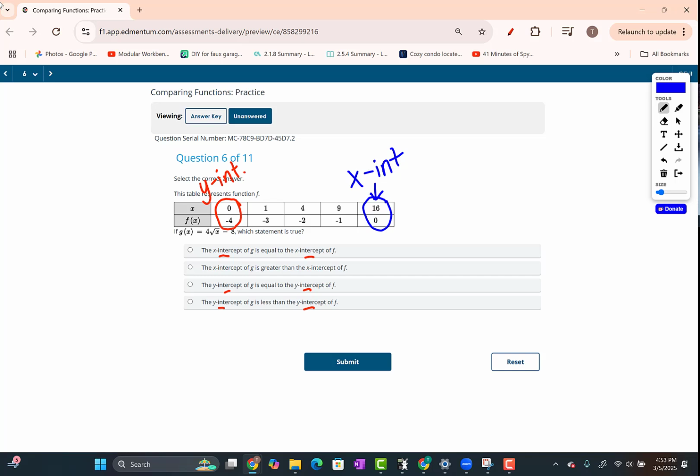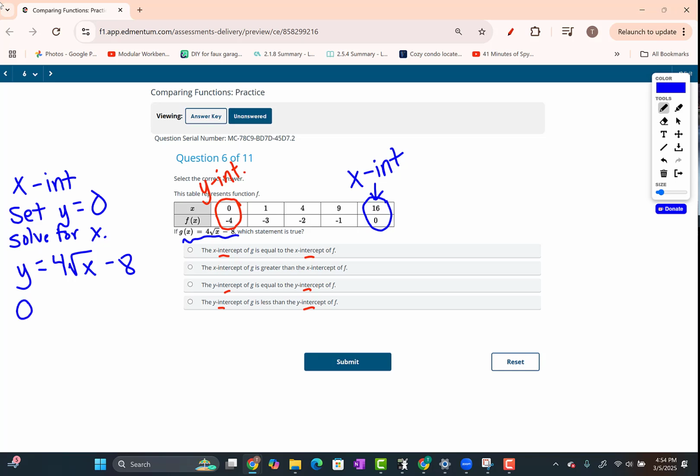So now we need to find both the x-intercept and y-intercept of the g function. Let's first find the x-intercept. We're going to set y equal to 0 and solve for x with this equation right here. Remember, instead of g of x, we can rewrite it as y equals 4 times the square root of x minus 8. We're going to set y equal to 0 and solve this for x.